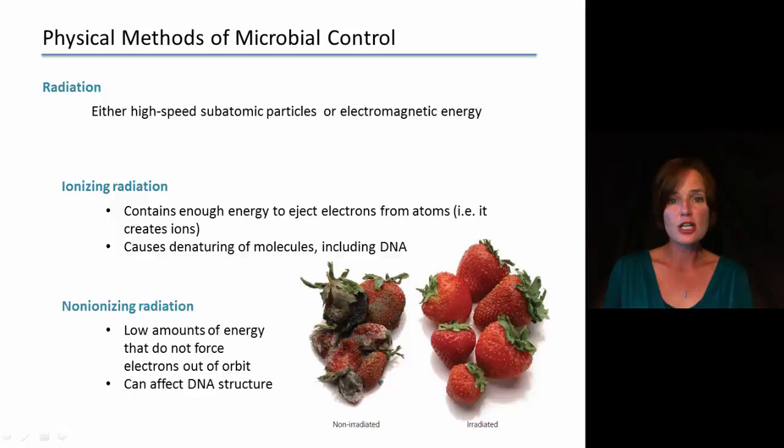Another type of radiation is non-ionizing radiation. This uses much lower amounts of energy, so we're not going to force electrons out of orbit and we're not going to create ions. What these are capable of doing is affecting DNA structure. If we're affecting DNA structure, we can potentially affect the ability of microbes to grow. So treatment with non-ionizing radiation does have some potential benefits as well.